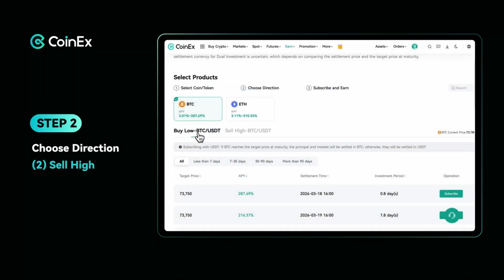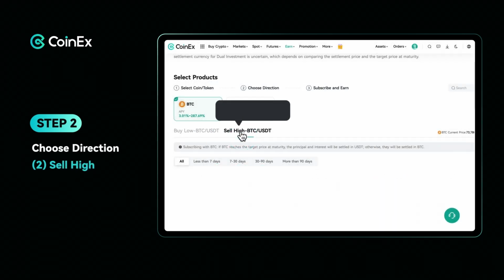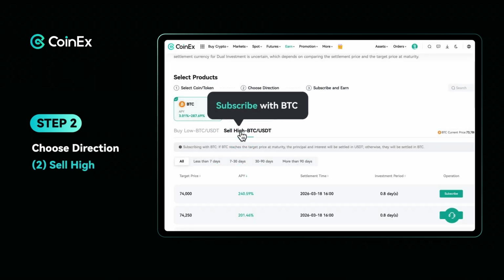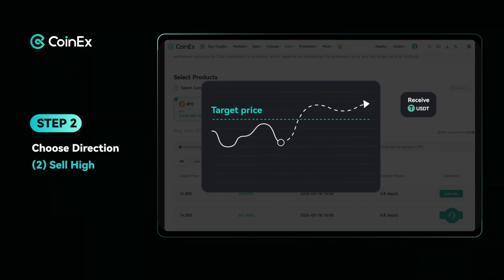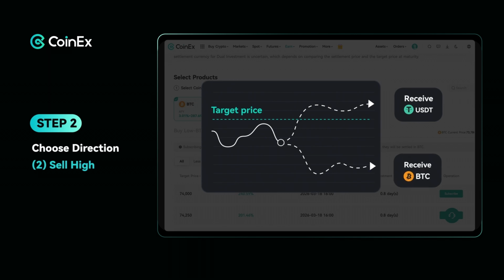2. Sell high. Select Sell High and subscribe using BTC. Upon maturity, if BTC reaches the target price, your principal and interest are settled in USDT. Otherwise, they are settled in BTC.